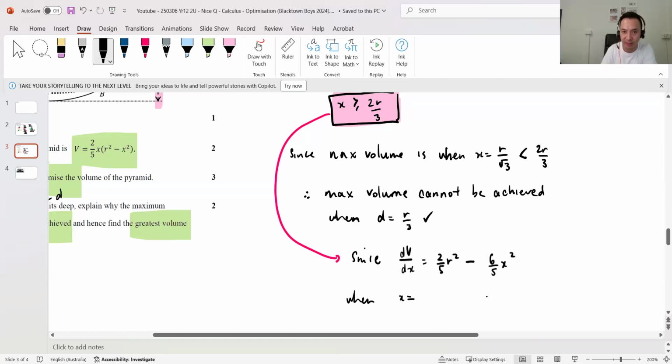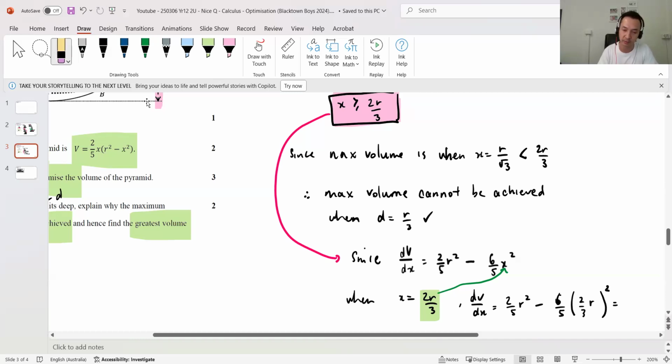Since that's my derivative, when x equals, now let me sub in the boundary here, the 2r on 3, into here. So let me just show you what I'm doing. I'm just subbing this into the derivative because I want to know. Actually, let me sub it and I'll show you what it shows me. It's actually quite important. dV/dx equals 2 on 5 r squared minus 6 on 5 times (2 on 3 r) squared. Sorry, that's squared there, not there. That's negative 2 on 15 r squared.